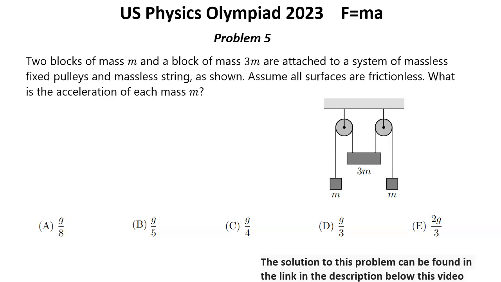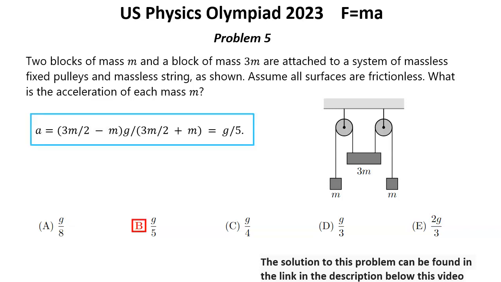The system is equivalent to two disconnected Atwood machines with masses m and 3m over 2 by splitting the large block down the middle. Hence the acceleration is this one, which is answer B. And this is the solution for problem number 5.